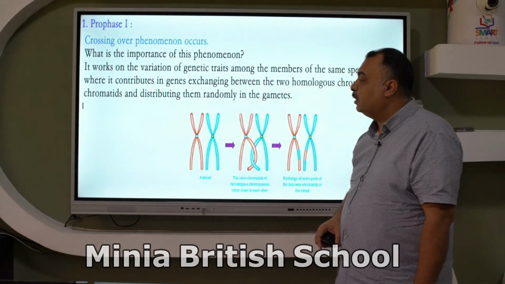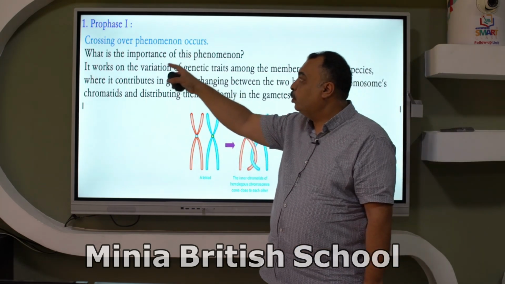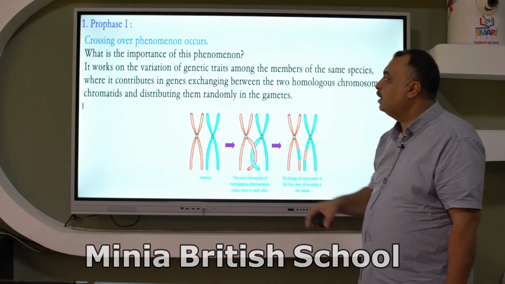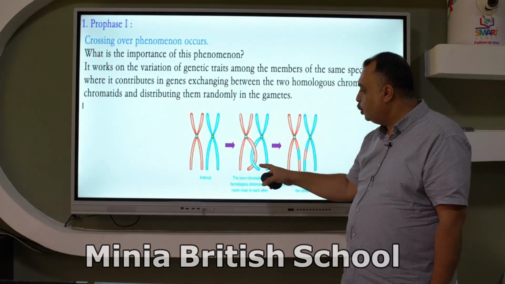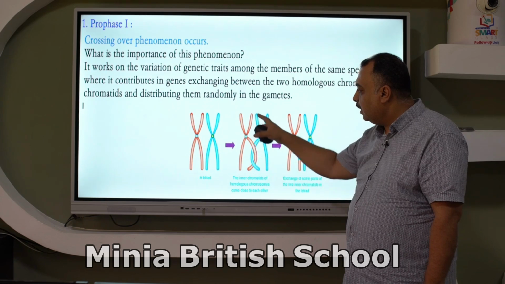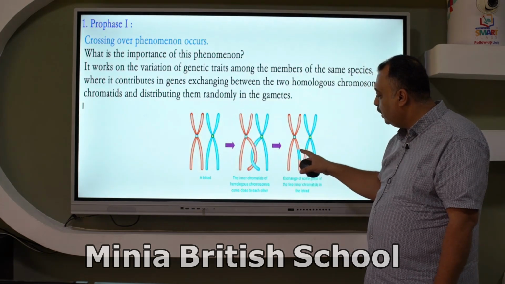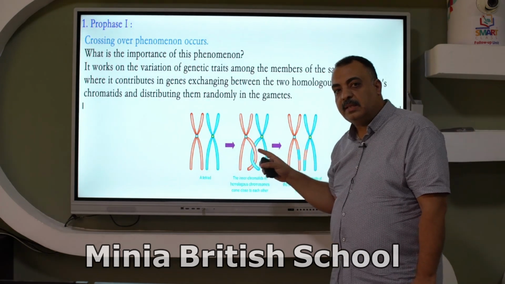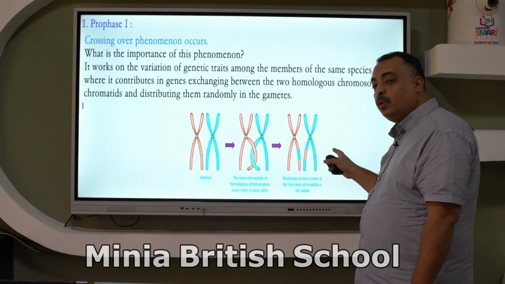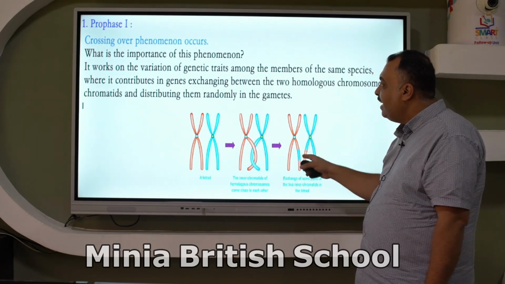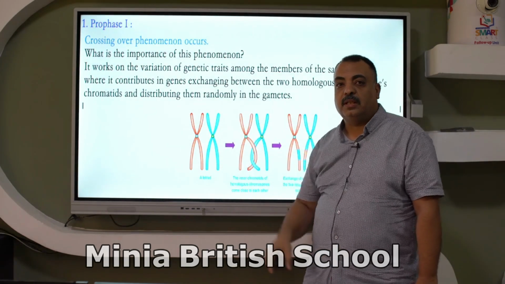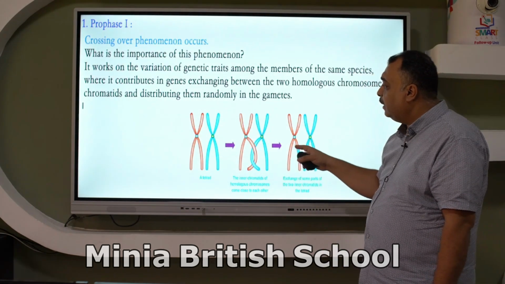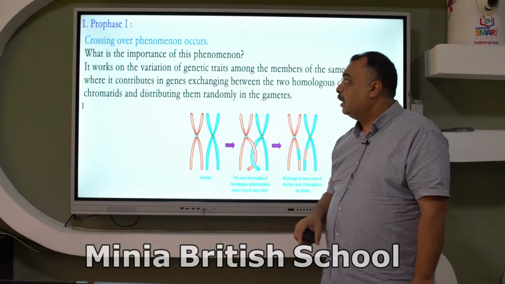So at the end of prophase 1, the crossing over phenomenon occurs. What is the importance of this phenomenon? It works on the variation of the genetic traits among the members. The exchange occurs in the internal chromatids to form a new genetic structure for each chromosome, which will be transferred to the gametes and then to the new offspring, to vary the genetic traits from one individual to another. So it acts as a source of genetic variation.